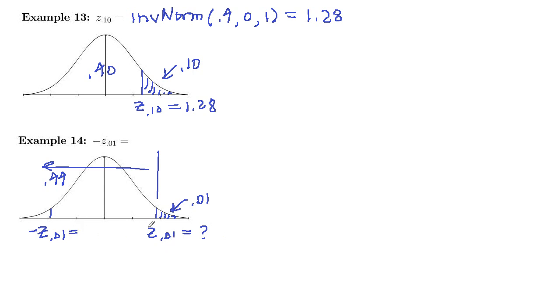So this is negative of Z.01. So we've got to find the positive one first. Z.01, let's find that first. That's going to be an inverse norm. And then our left area is 99%, 0.99. Mean and standard deviation, still 0 and 1.